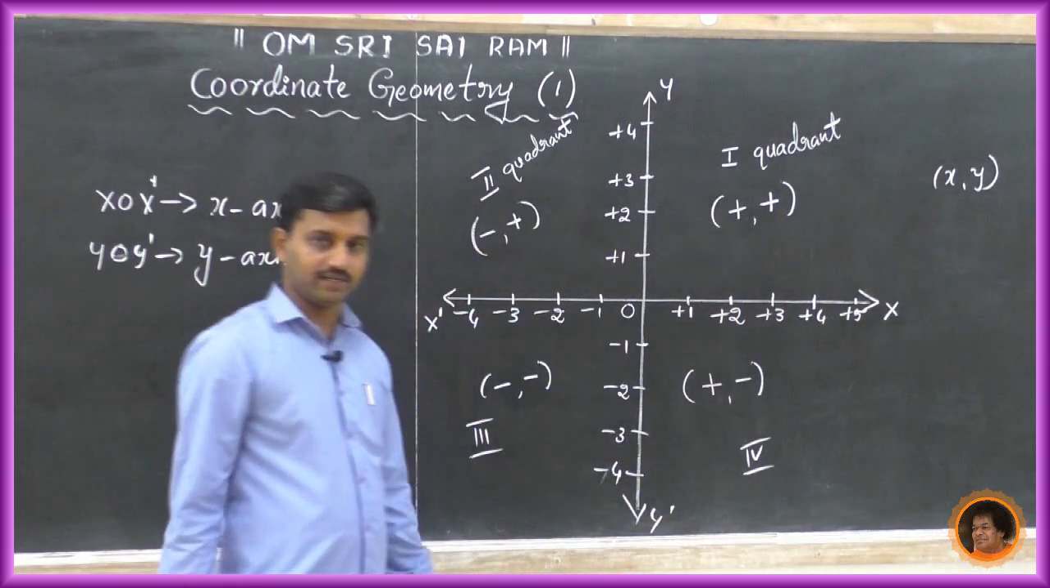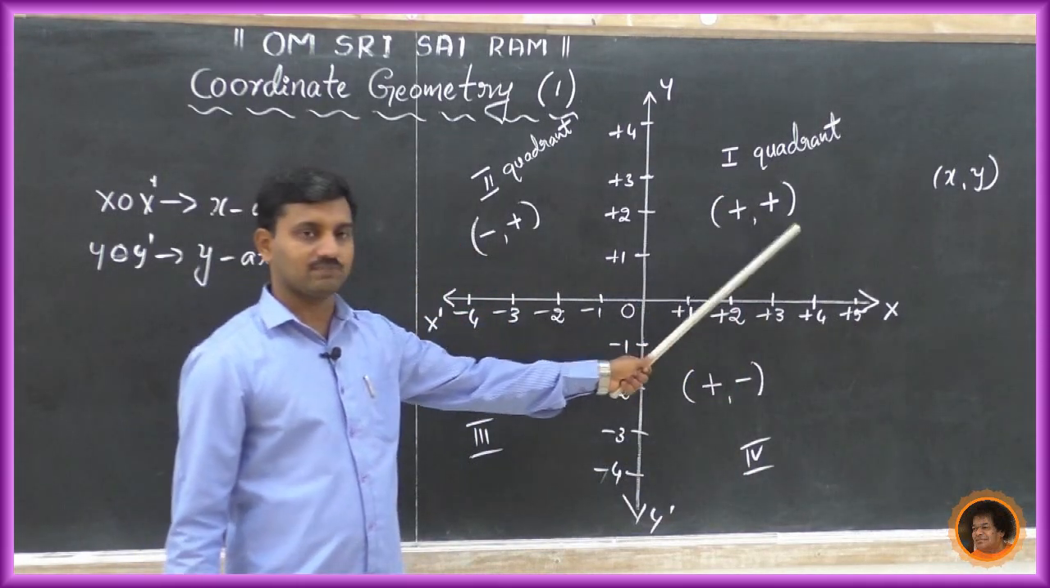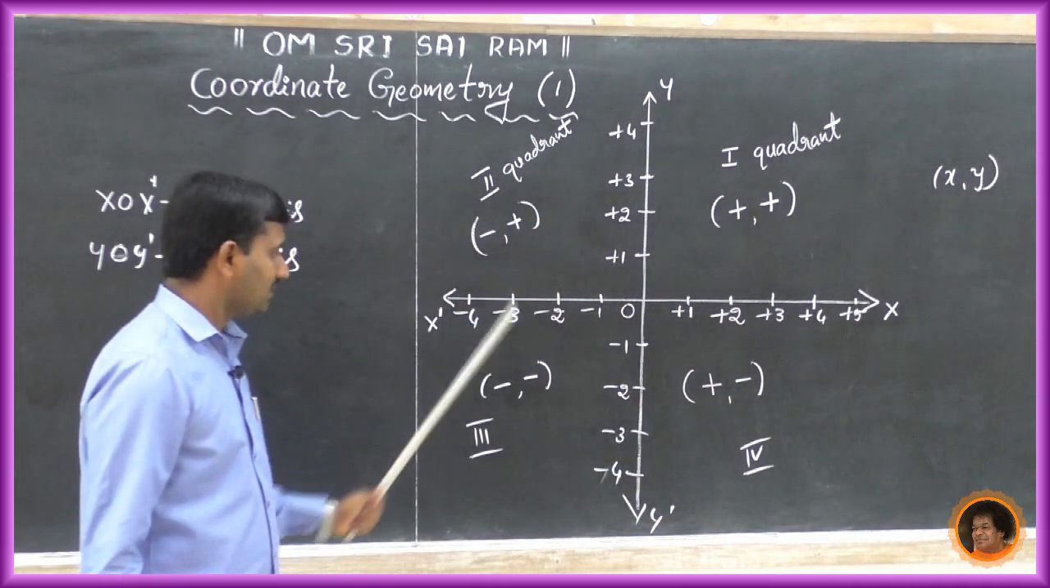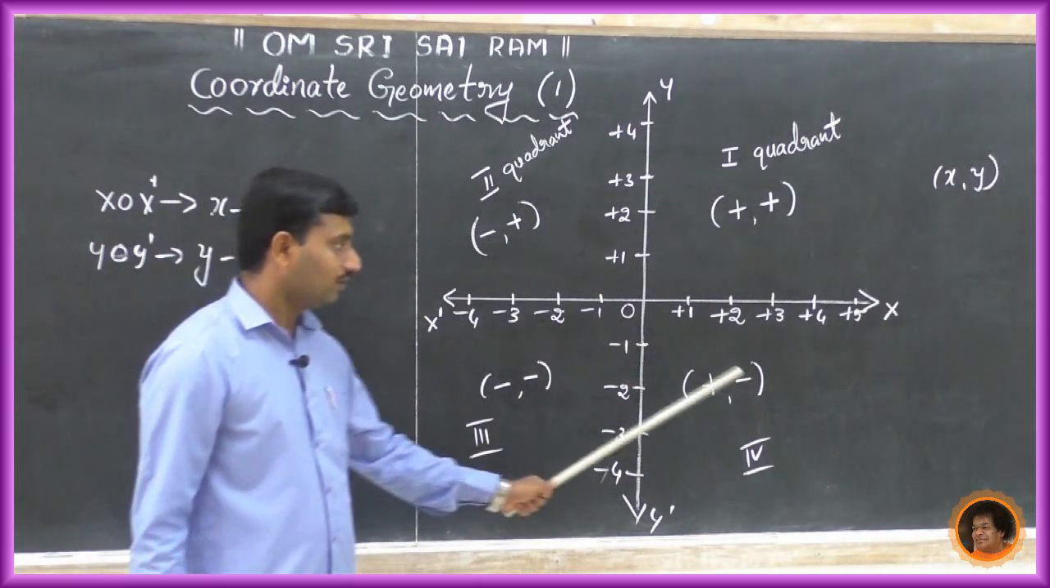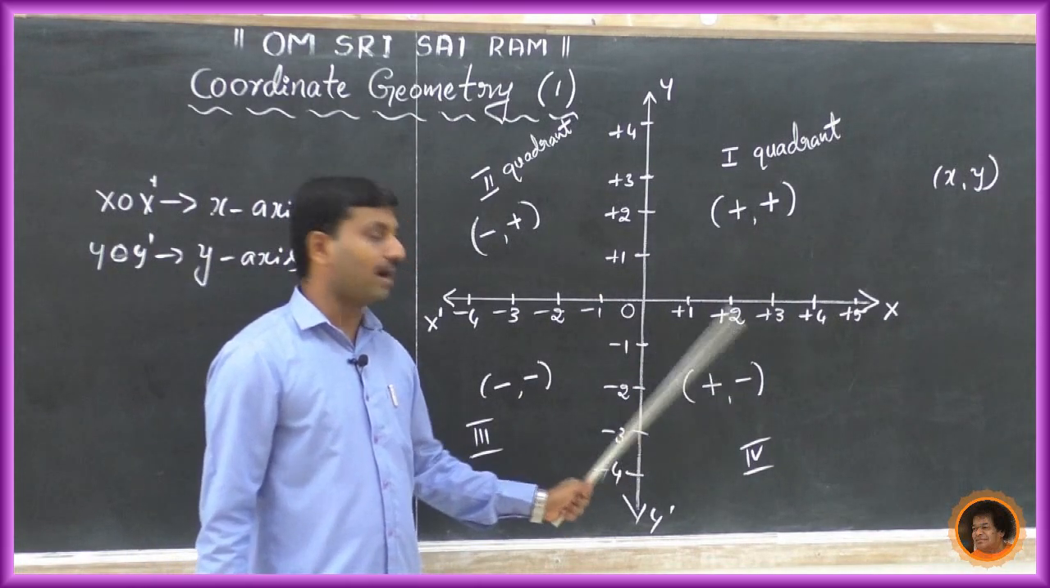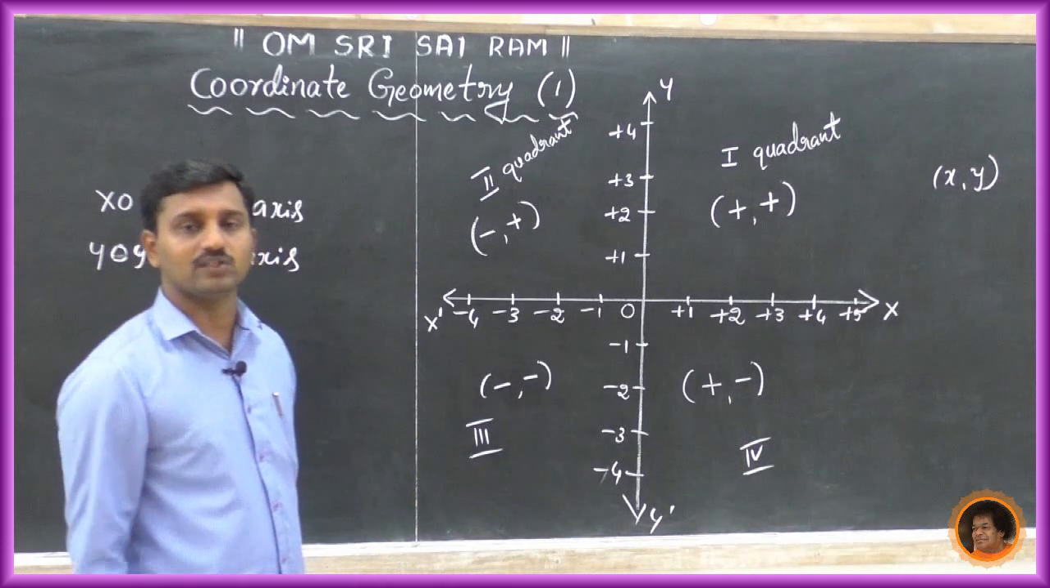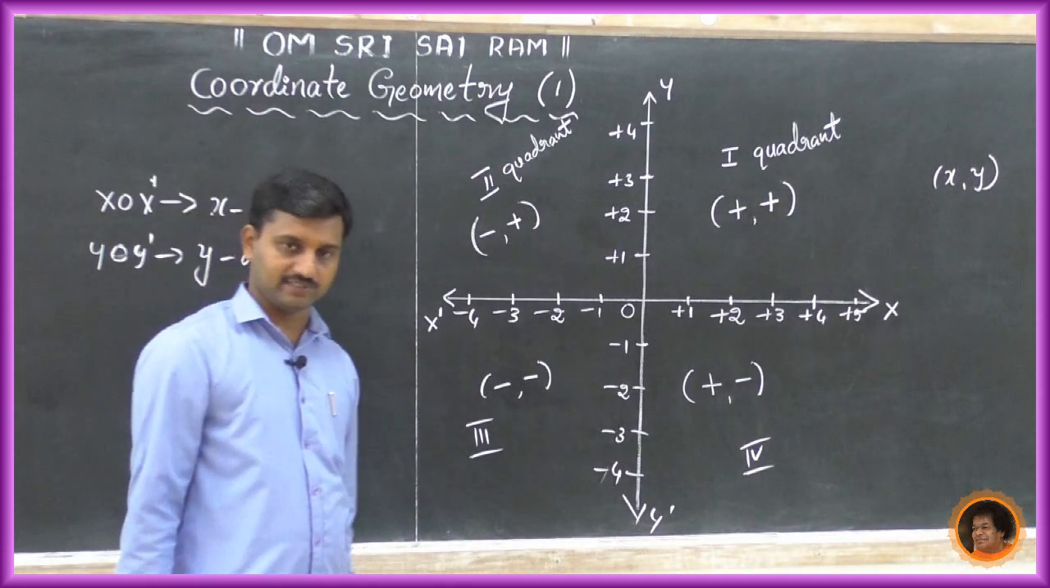So I think it is clear. First quadrant plus plus, second quadrant minus plus, third quadrant minus minus, fourth quadrant plus minus. So these are the sign concepts related to the coordinate axes.